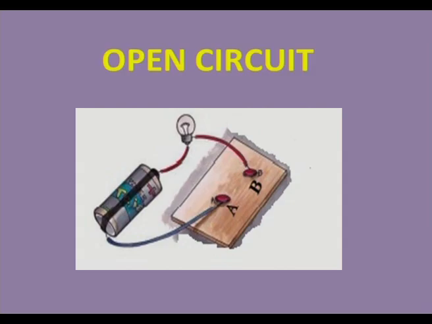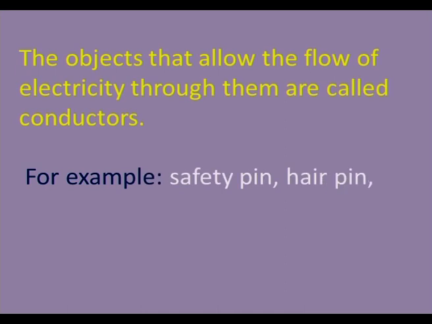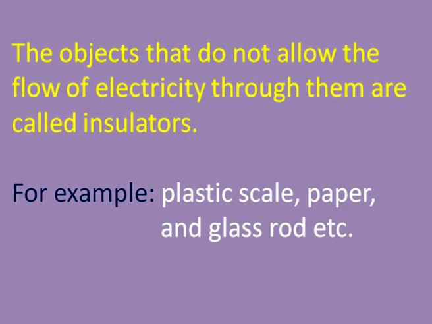There are some materials which allow the passage of electricity through them, called conductors. Let us see now. The objects that allow the flow of electricity through them are called conductors, for example, safety pin, hairpin, iron screw, etc. The objects that do not allow the flow of electricity through them are called insulators, like our plastic scale. For example, when a plastic scale, paper or glass rod is put between points A and B, the bulb will not glow, because these are insulating materials.